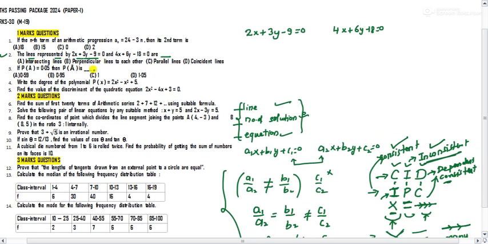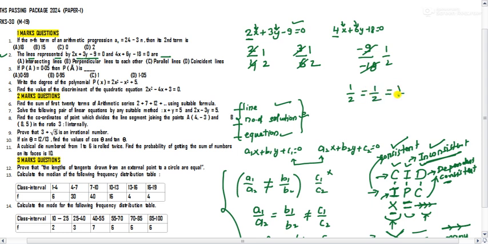They have asked about the lines, so you have to just write this: 2 by 4, coefficient of x. Next, coefficient of y, 3, and here it is 6. Here minus 9, constant, and this is minus 18. And you have to simplify. You will get 1 by 2 here, again 1 by 2, again 1 by 2. All of the 3 have the same value, 1 by 2.